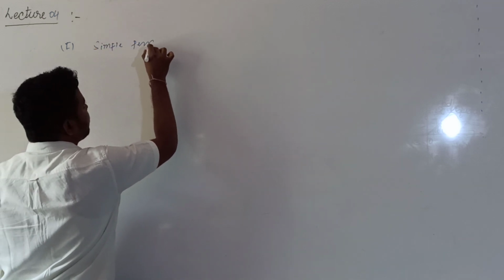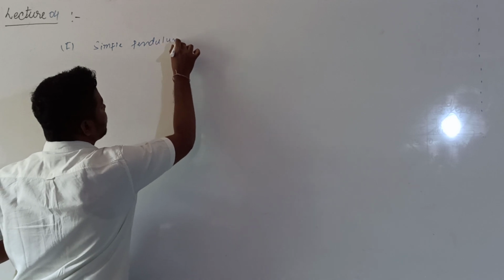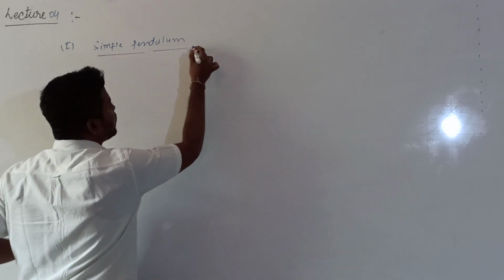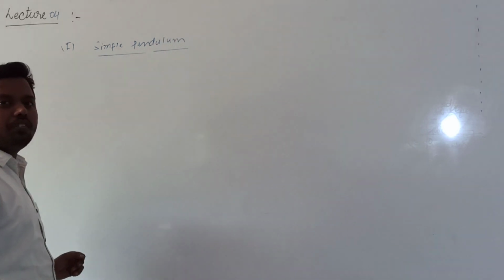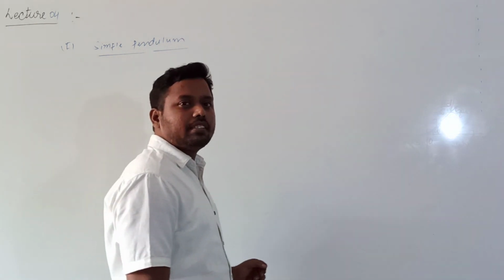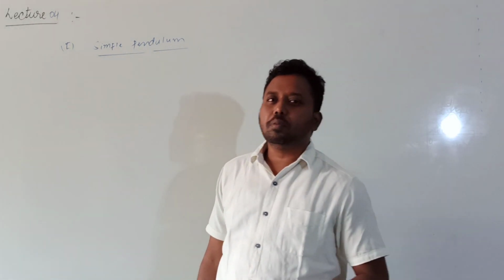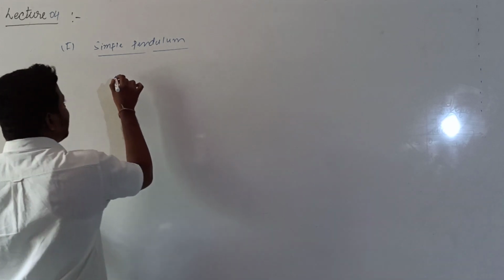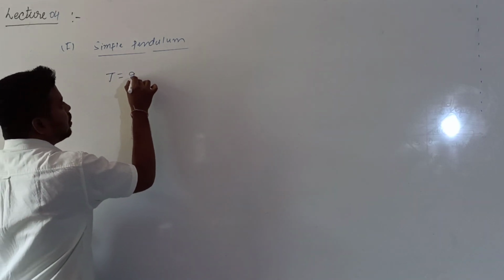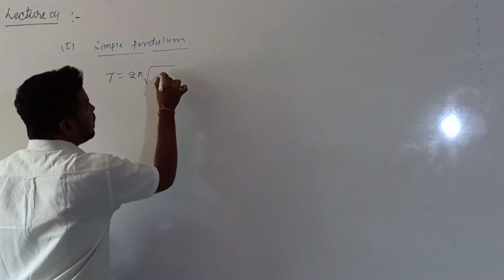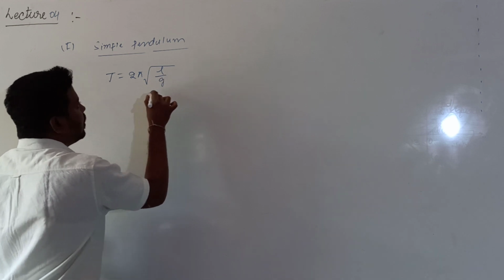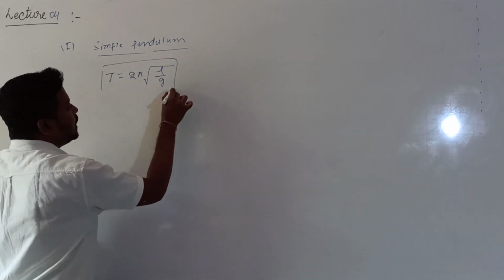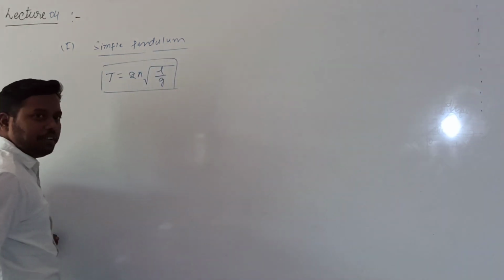Let me see some more points related to this simple pendulum. The simple pendulum concept is very important from an objective point of view, as many application questions are asked based on the simple pendulum only. So what is the expression for the time period? T is equal to 2 pi into root over L divided by g, where L is the length of the pendulum and g is the acceleration due to gravity.